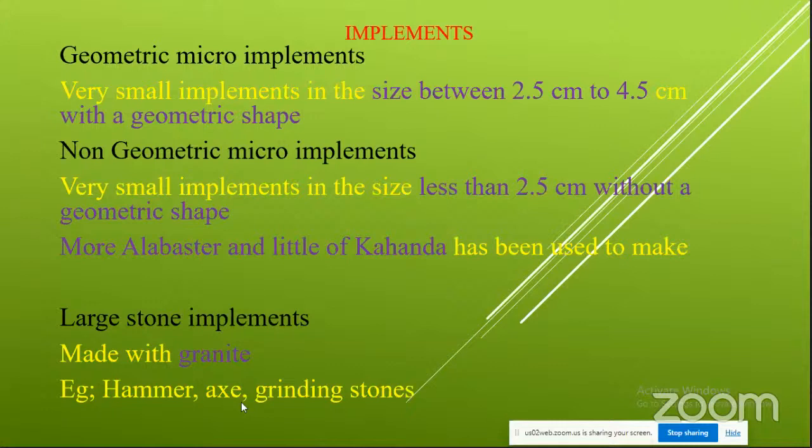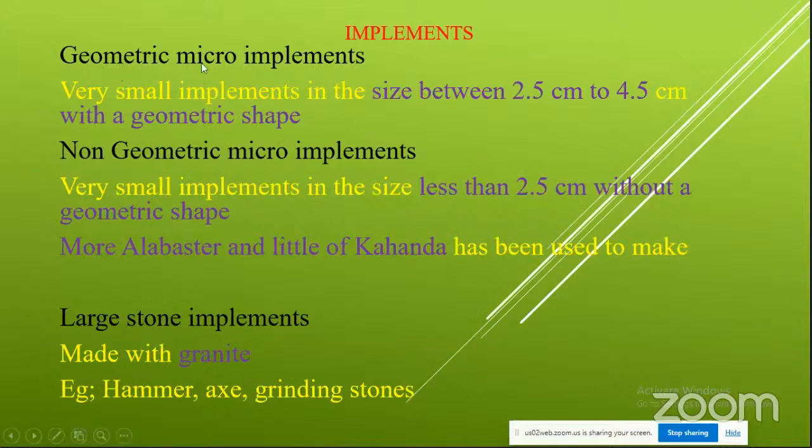The third heading when you are writing about the Stone Age man of Sri Lanka is implements. Implements means what they have used. So mostly they have used stone implements. These stone implements can be divided into three groups. One is geometric micro implements. Second one, non-geometric micro implements. Third one, large stone implements.